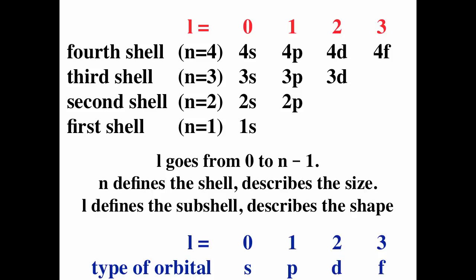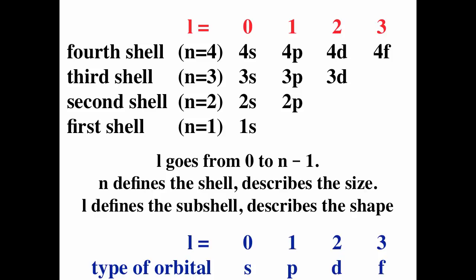If we look at the second shell, n equals 2. Again, n denotes the shell, and L can be 0 and 1, and so you have a 2s and 2p. In the third shell, n equals 3, L can be 0, 1, and 2, and so you have 3s, 3p, 3d. In the fourth shell, n equals 4, L can be 0, 1, 2, or 3, and so that corresponds to 4s, 4p, 4d, and 4f. And so L goes from 0 to n minus 1.